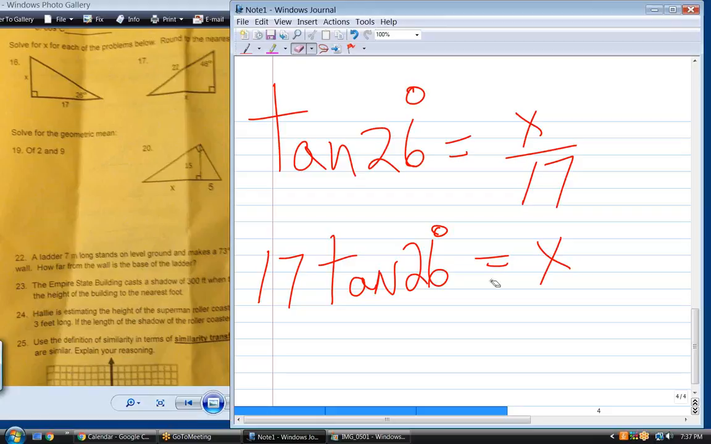Type sine of 30 and see what you get. Okay. Just take your time. I just have to get back to the calculator. 1 over 2. But I could also do... Now type 17 times the tangent of 26.